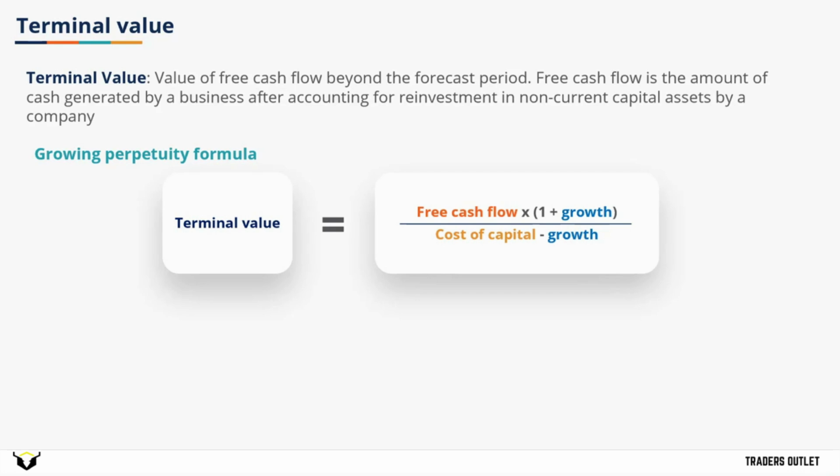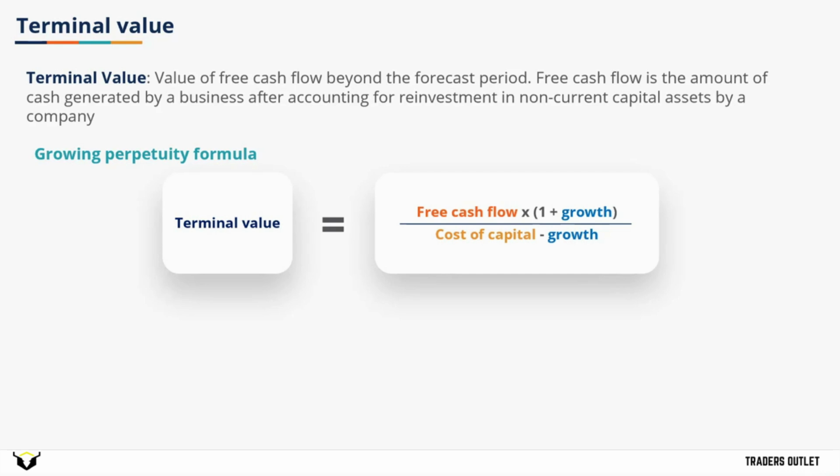So we have to pick a very low growth rate that we believe a company can realistically grow at forever. Typically, this would be somewhere around the GDP growth rate or less than the GDP growth rate for a country. So here's the formula. It's equal to the free cash flow multiplied by 1 plus that terminal growth rate, all divided by the company's cost of capital, which is the discount rate we use, minus that terminal growth rate.